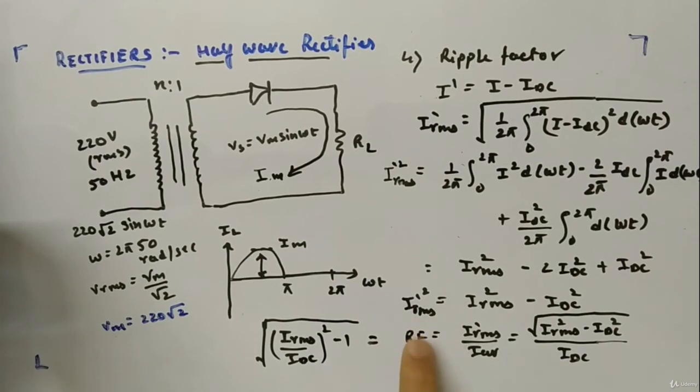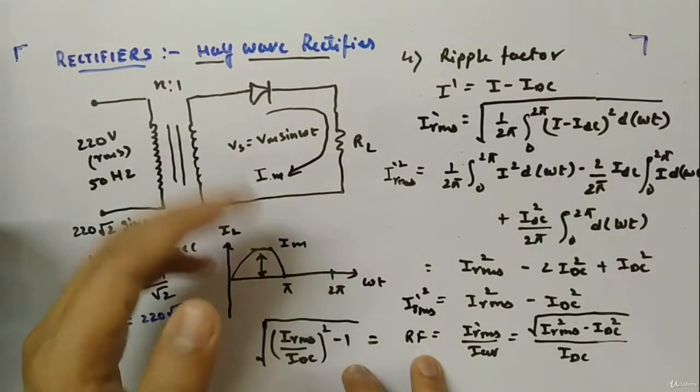Now if you plug this expression of IRMS dash into the ripple factor, you will get IRMS dash divided by I average, which is IDC. Here, if you plug this value with under root, since it is a square, under root of IRMS square minus IDC square divided by IDC, and that under root is in the numerator only. If you take IDC common and put it inside the under root, you will get this expression. So RF is equal to under root of IRMS divided by IDC whole square minus 1. Okay, so this is the expression of RF.